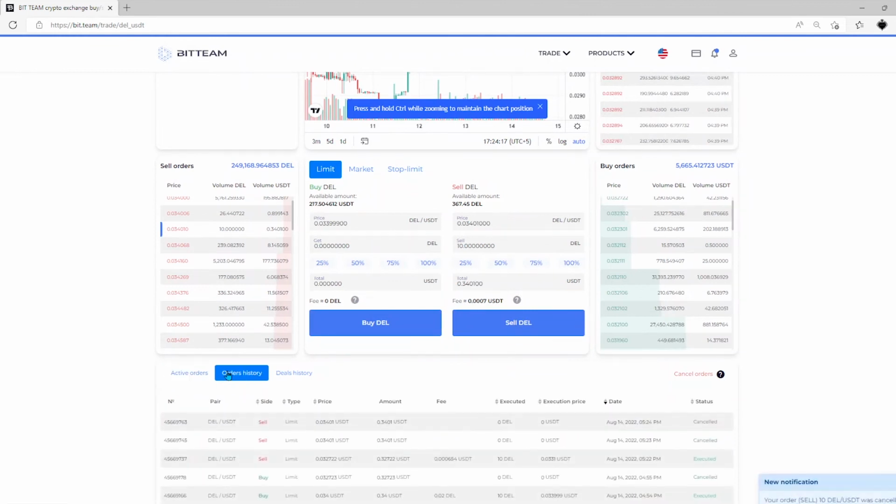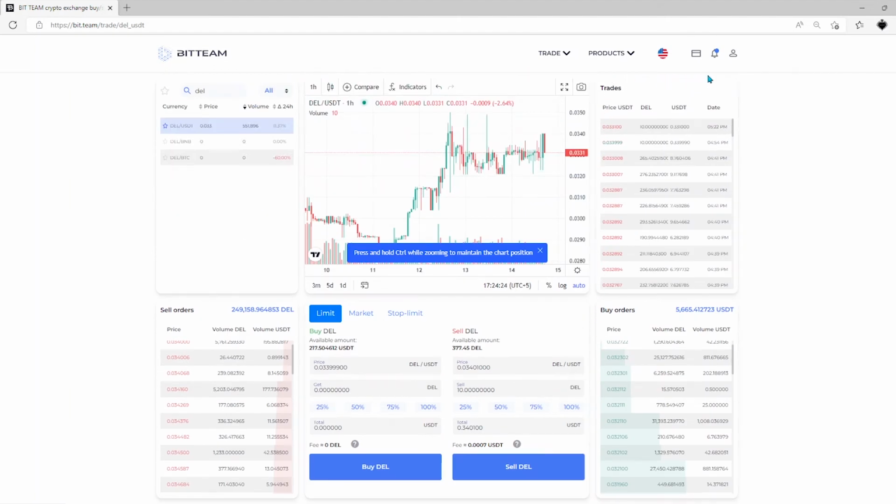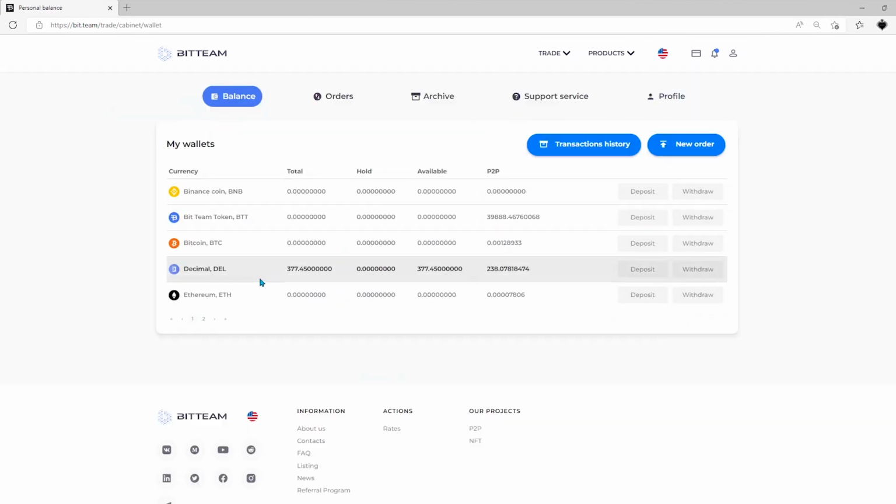In addition, the history of orders and the history of transactions are located in the tabs of the same name. The purchased cryptocurrency is immediately displayed on your balance, where you can get to by clicking on the profile icon.